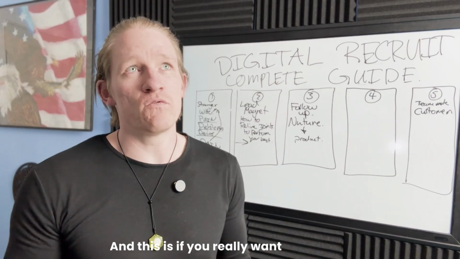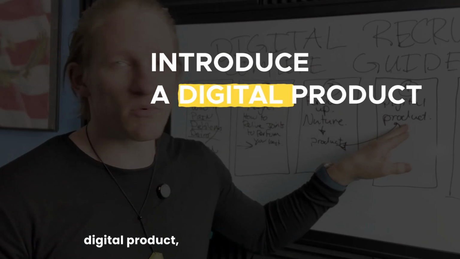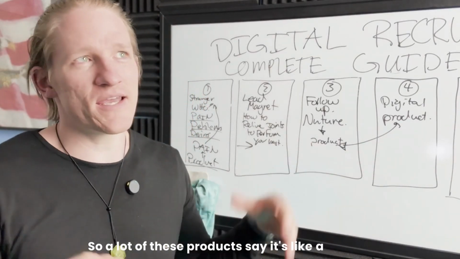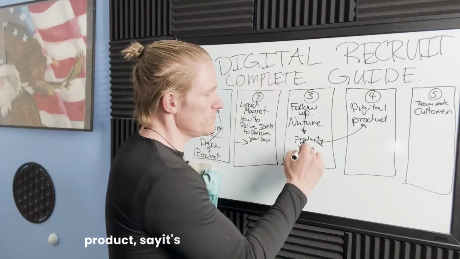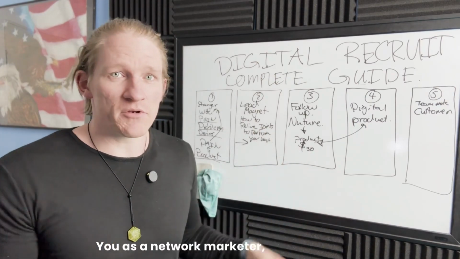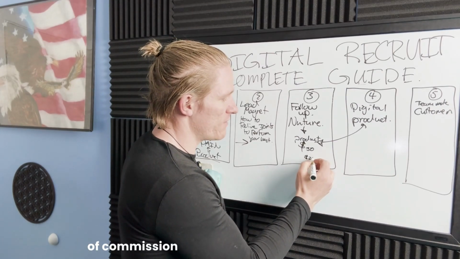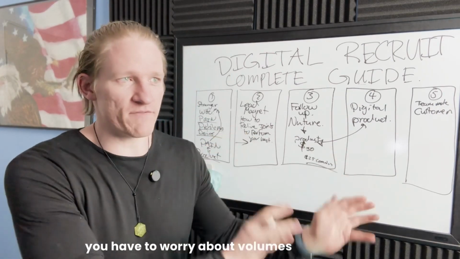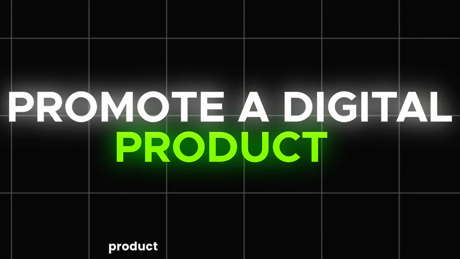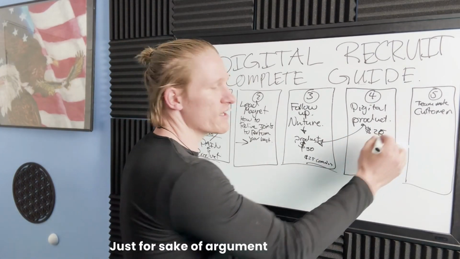And this is if you really want to take your digital recruiting to the next level, introduce a digital product, which might be a lower cost product. So a lot of these products, say it's like a $50 product, say it's a bottle of joint support, it's $50. You as a network marketer on your fast start or retail bonus, you might make $25 of commission on that first order, and then you have to worry about volumes and stuff. But hypothetically, you could promote a digital product that's $20 or $25, just for sake of argument here.